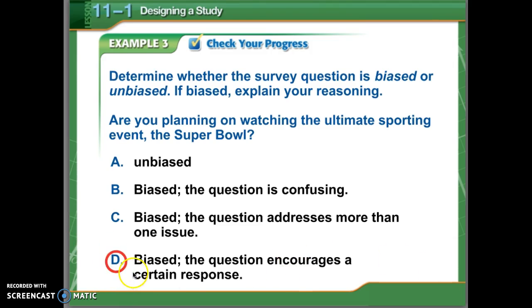This one is D. There's bias and it encourages a certain response. The reason it encourages a certain response is because it calls the Super Bowl the ultimate sporting event, as if there's nothing better anywhere in sports. And it assumes that people like American football the best out of every possible sport. So it's encouraging a certain response. It's preferring one thing over anything else.